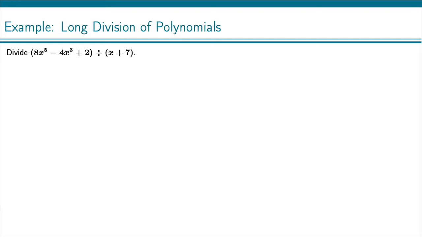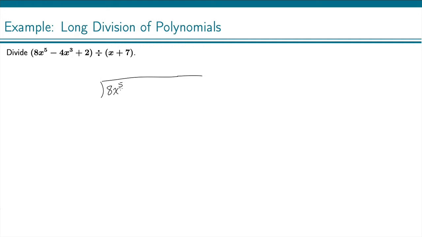Divide the polynomial 8x to the fifth minus 4x cubed plus 2 by the polynomial x plus 7. We can do long division here, and when doing long division, what you put underneath here, you want to make sure there's space for every power of x.